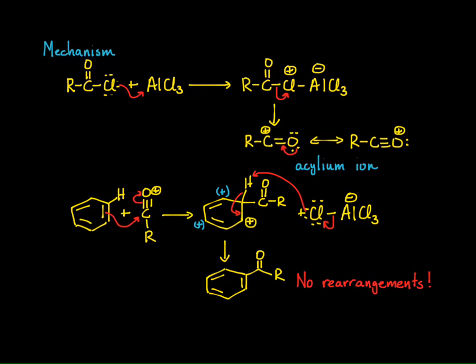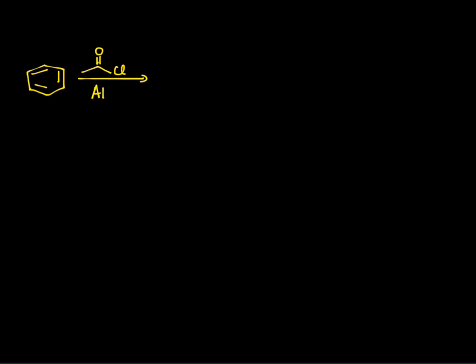Now, the cool thing about Friedel-Crafts acylation and the big difference between it and alkylation is there are no possible rearrangements. The acylium ion is stabilized and therefore you don't get possible rearrangements. So let's look at a couple of examples. If I take benzene and react it with acetyl chloride, it's a derivative of acetic acid, right? CH3C double bond OH. So acetic acid treated with thionyl chloride gives you acetyl chloride. In the presence of aluminum chloride, I get this, right? This is called acetophenone.